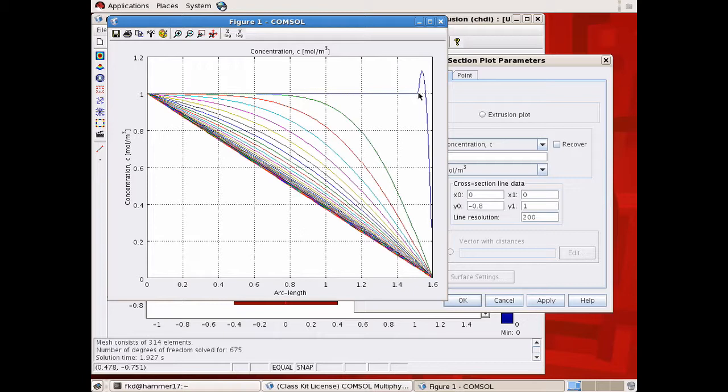This is the first time step, second, third, fourth, fifth. So you can figure out, since we're doing time steps of 0.1, this would be after 0.1 of a second, 0.2, 0.3, 0.4, 0.5. The final value is this linear value, which is at time t infinity.